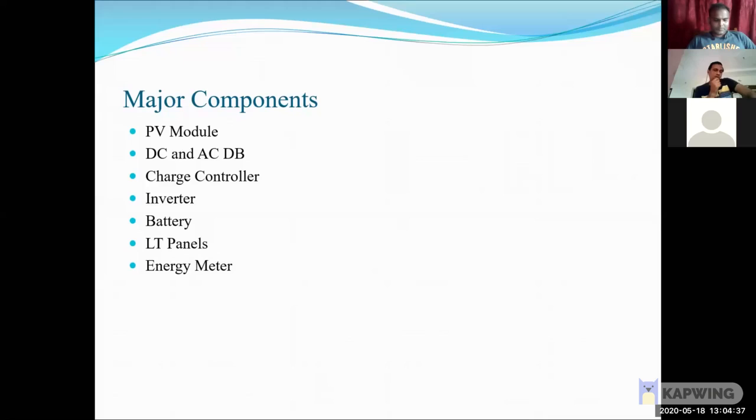Next, after the modules, the most important component is the inverter. The inverter converts the DC output of the modules to AC, because we need to utilize the AC side. Next are the batteries. If it's a hybrid system, we need to use batteries. Otherwise, in the case of a grid connected plant, we are not using any batteries, so we don't need to consider them.